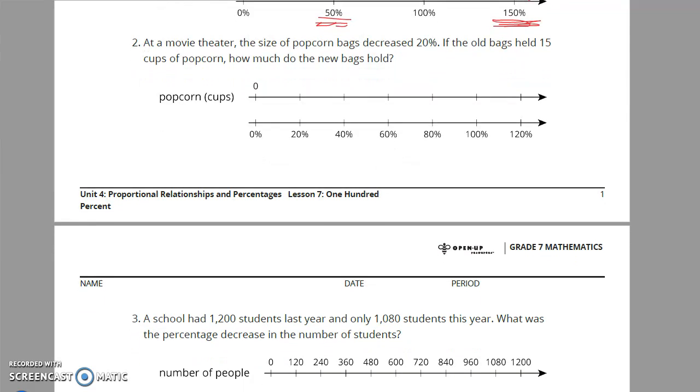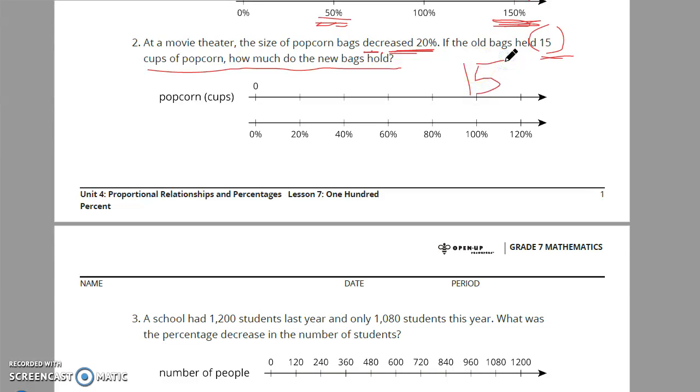At a movie theater, the size of popcorn bags decreased 20%. Decreased is the key word there. If the old bags held 15 cups of popcorn, how much do the new bags hold? So our 100% is this 15. Put the 15 here, at the top.